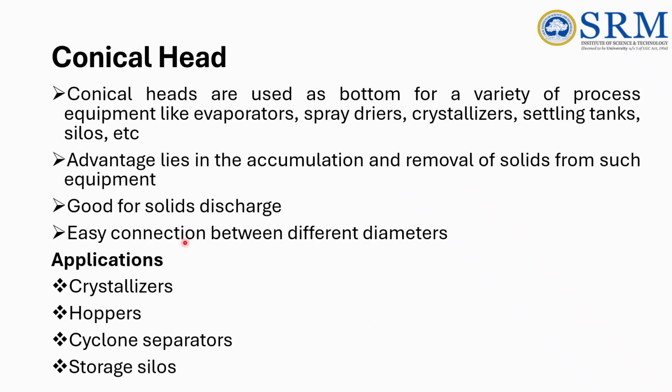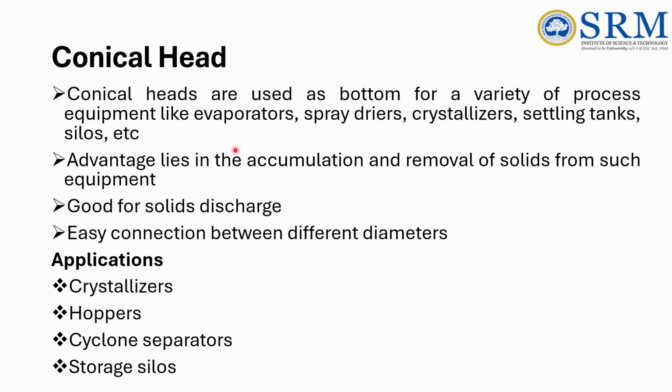Next, coming to conical head. So conical heads are used as a bottom for a variety of equipments. Preferably, it is used for discharge and loading. So examples are evaporators, spray dryers, crystallizers, settling tanks and silos.